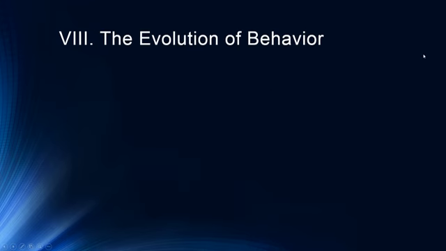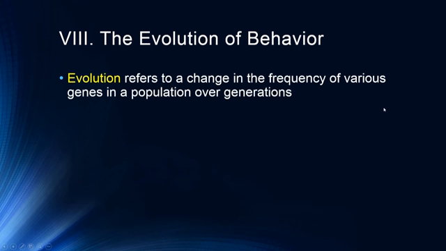So the last places to talk are about evolution of behavior and how evolutionary psychology is related to this discussion. Evolution refers to a change in the frequency of various genes in a population over generations. So we're talking about how natural selection selects out some behaviors to be more likely than others. Oftentimes we'll consider how some sensory system or brain system is adaptive. That is, how does it help us survive?